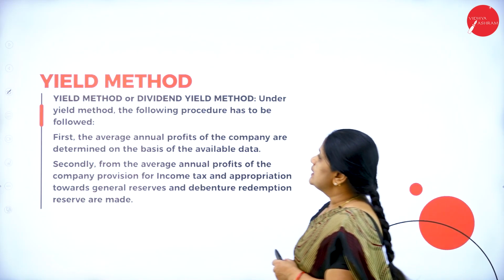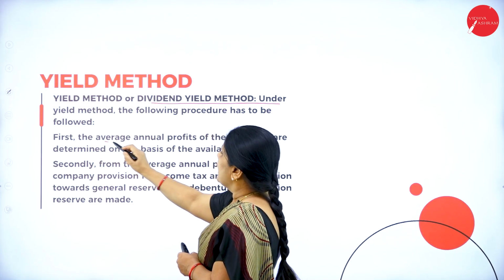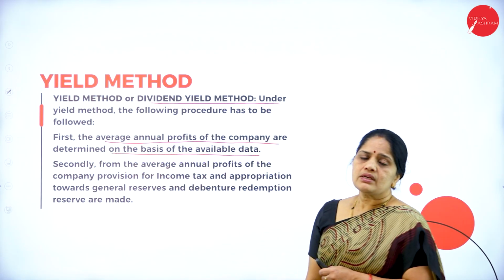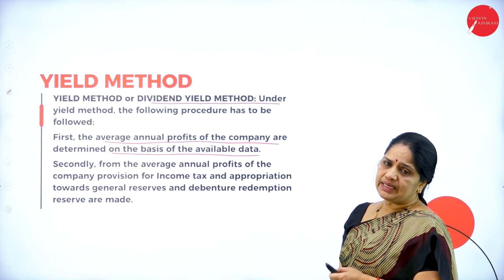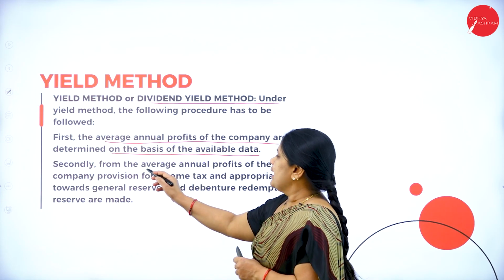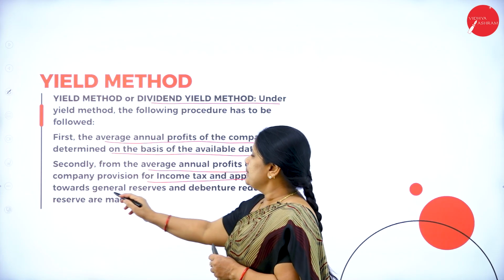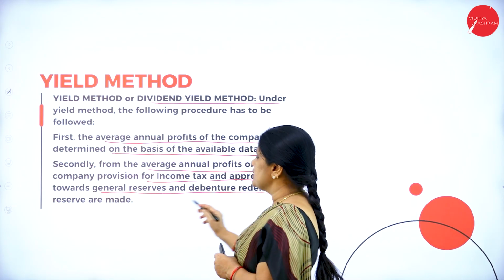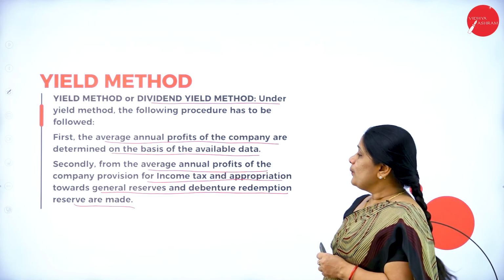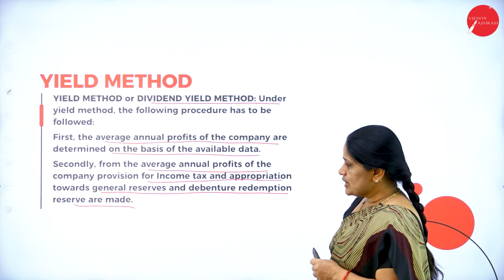Then, the next method is the yield method, or the dividend yield method. Under this method, the average annual profits of the company are determined on the basis of the available data. So, what is the average annual profit of the company? That will be determined, and from the average annual profit of the company, the provision for income tax and appropriation towards general reserve and debenture redemption reserve are made. Now, from the earnings of the company, we deduct the provision for tax, general reserve and debenture redemption reserve.